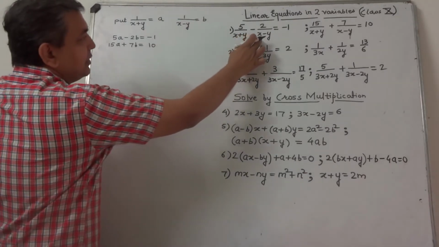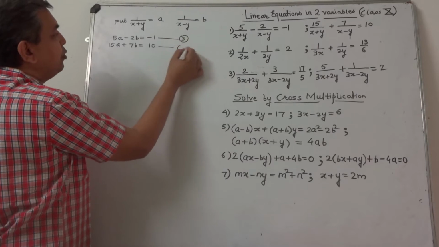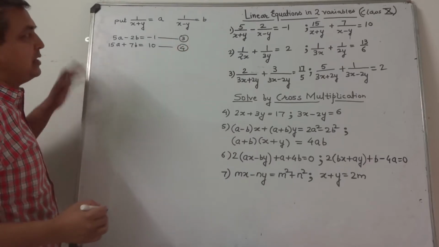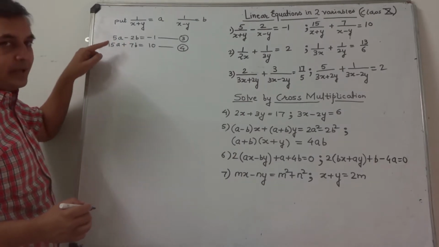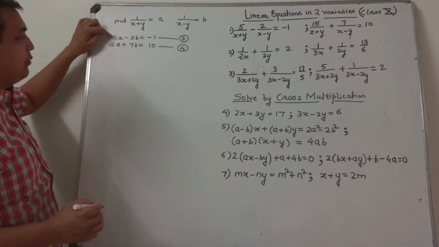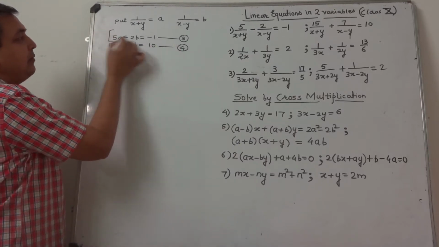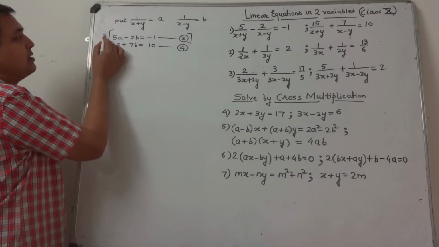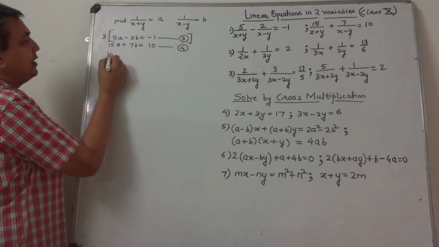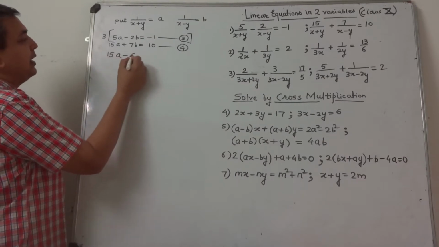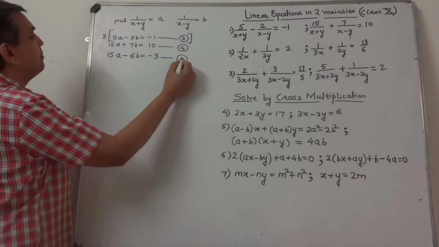If this is equation 1 and this is equation 2, we name these equations as 3 and 4. Now check 3 and 4, they are simple linear equations in two variables. Coefficients are not same. We can make coefficients of a equal by multiplying third equation completely by 3. So let us multiply each term of equation 3 by 3. So we get 15a minus 6b equal to minus 3, and that will be our equation number 5.